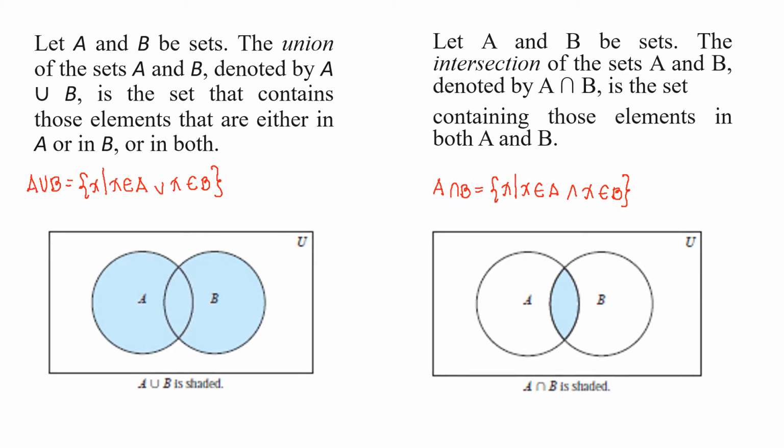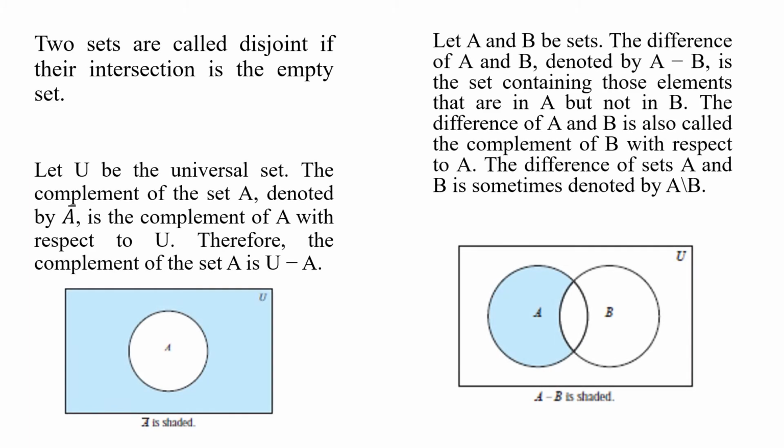So we have this concept. Two sets are called disjoint if their intersection is the empty set. For example, let's say set A contains the elements 1, 3, 5, 7, 9, and set B contains the elements 2, 4, 6, 8, 10.